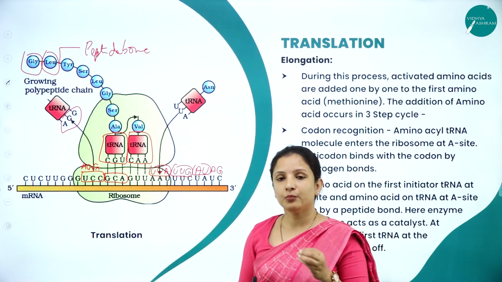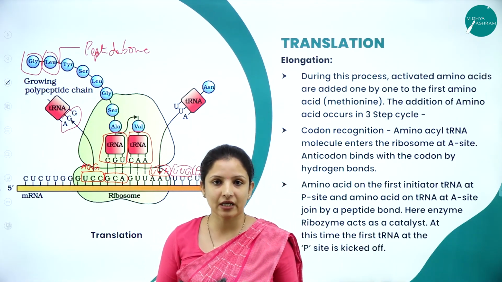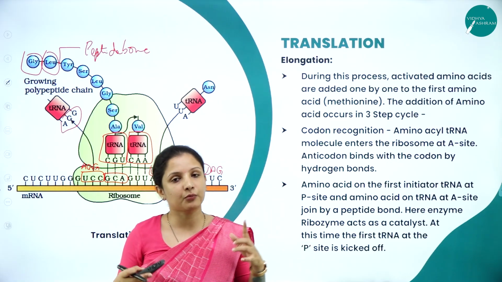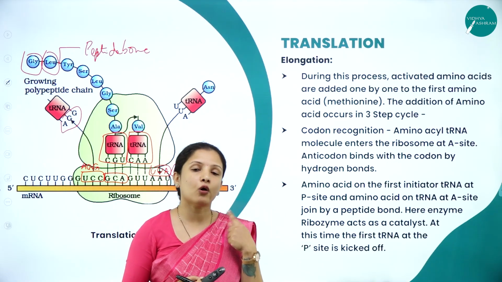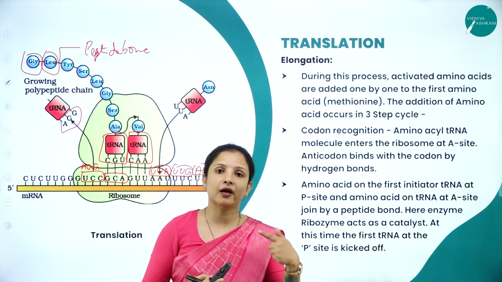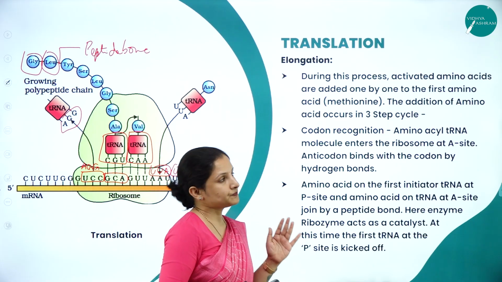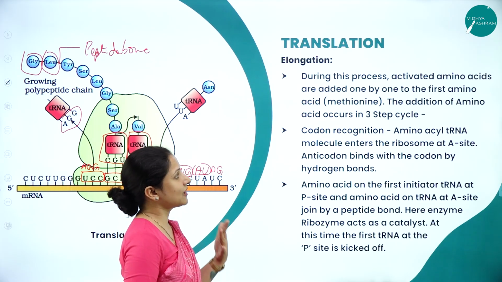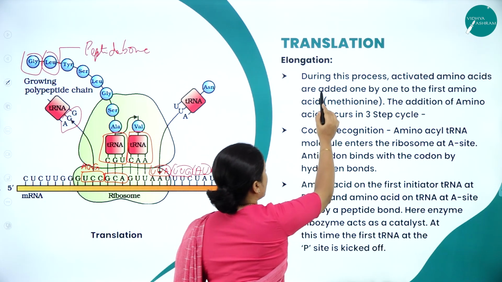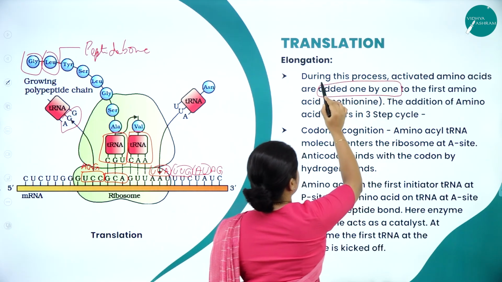So like that, for one protein, 20 different types of amino acids will form a chain and produce a particular protein. And what that protein is depends on what amino acid chain it is made up of. So that is about this particular elongation. During this process, activated amino acids get added one by one to the first amino acid.